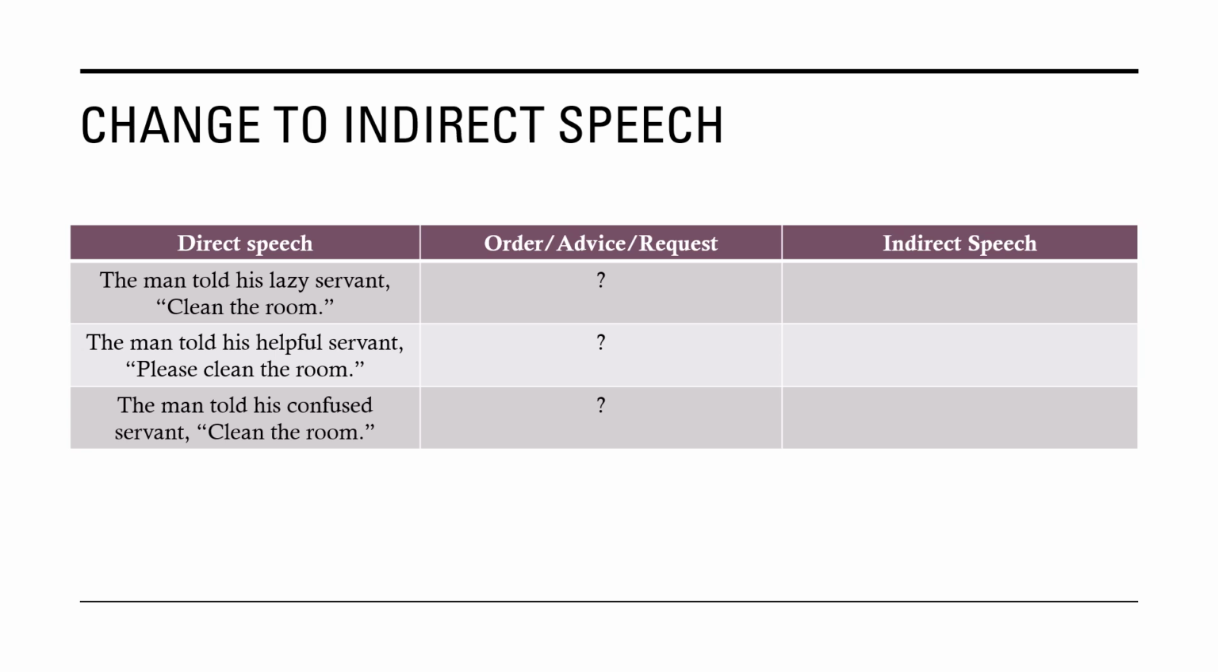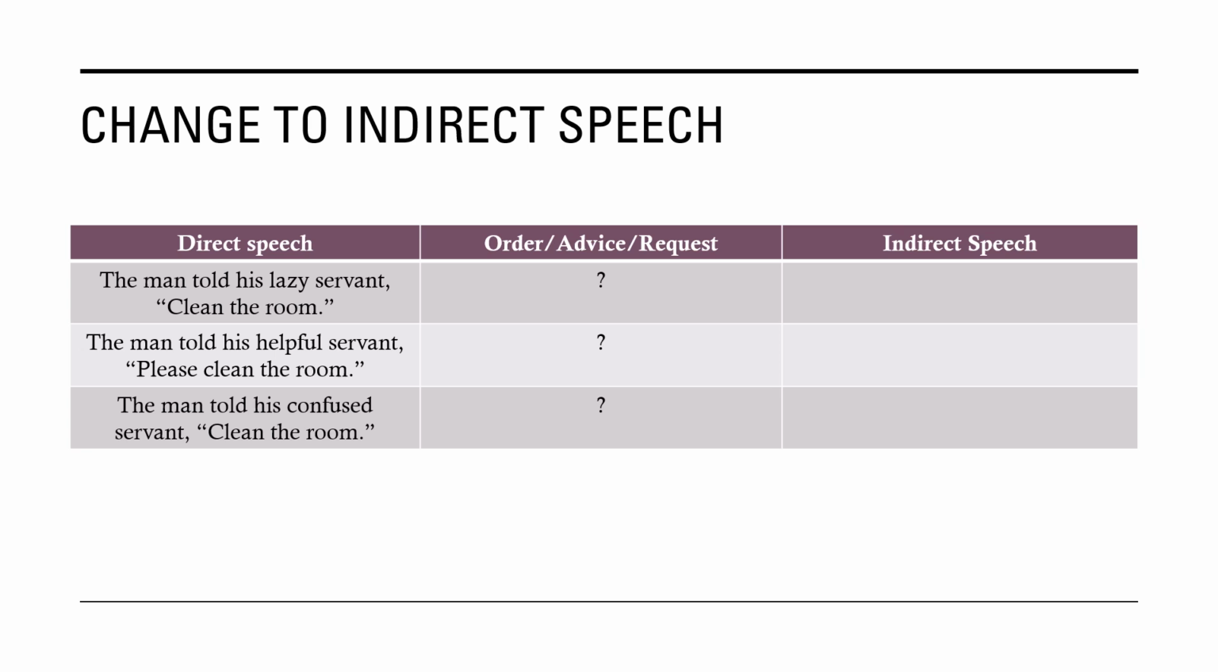Let us look at the first sentence. The man told his lazy servant, "Clean the room." So what is this? It is an order. Why? Because the servant is lazy and without being ordered, he is not doing his work. In the second sentence, the man told his helpful servant, "Please clean the room." Here, the servant is already very helpful. So, the man is requesting him so that he could help him clean the room.